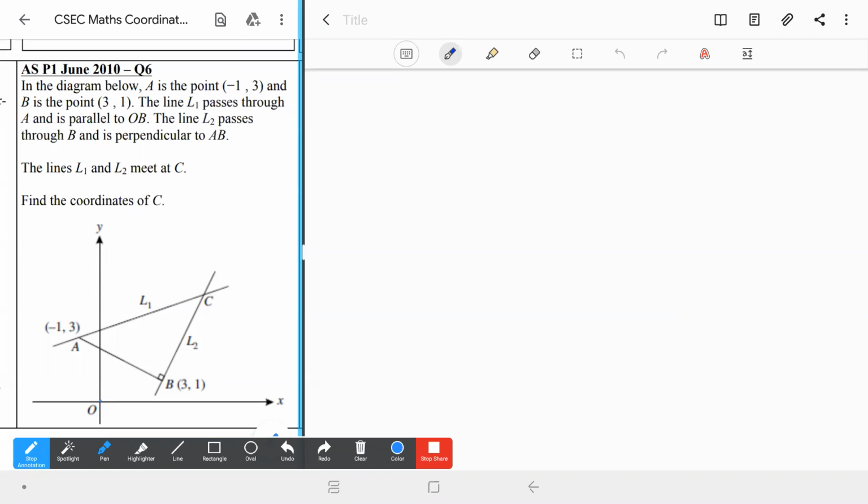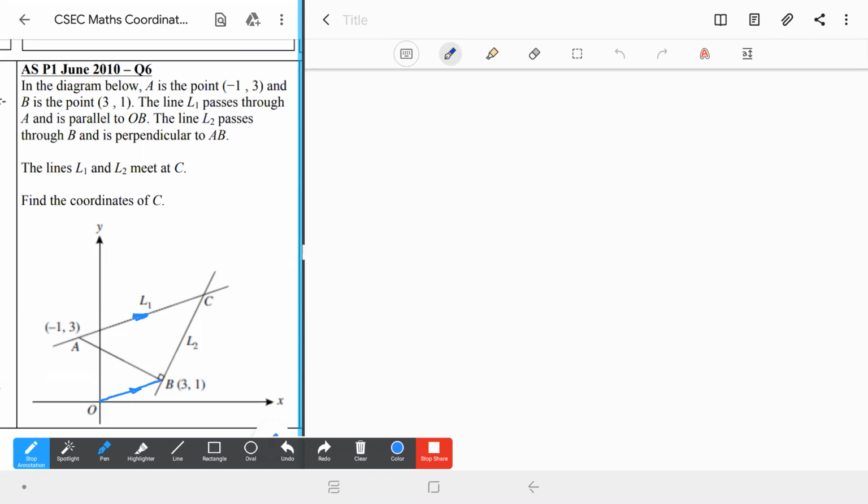So they didn't show us the line OB. That's it. And they told us that these two lines are parallel. This line and this line are parallel. What does that mean? I'm putting the arrow to mean that they're parallel. What happens if they are parallel?